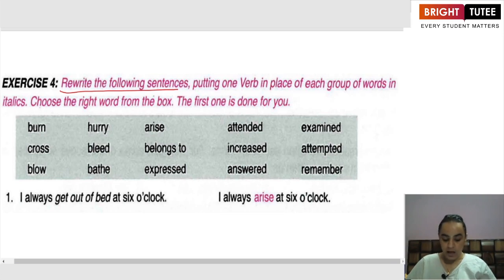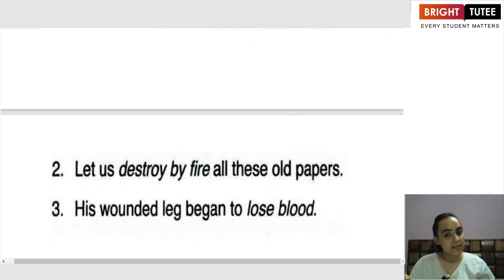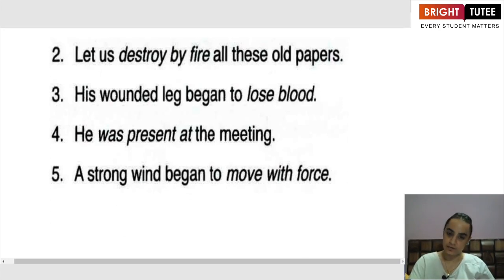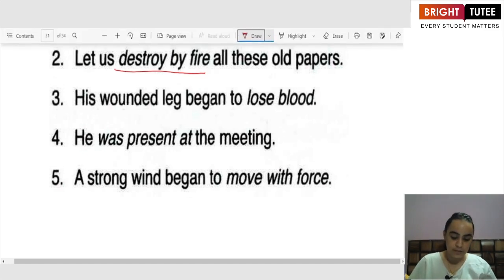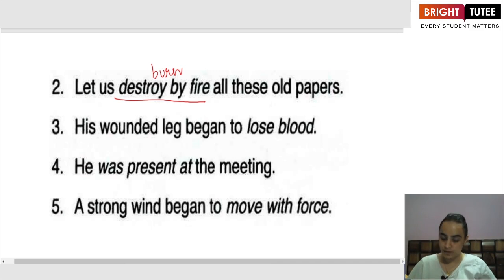The first one has been done. I always get out of bed at 6 o'clock. So get out of has been replaced with arrive. Right? Let us look at the next sentence. Now, since there are 15 sentences in this question, the first one has been done, so we'll do till sentence number 7. Let us destroy by fire all these old papers. Destroy by fire. What can I replace this with? Burn. Let us burn all these old papers.